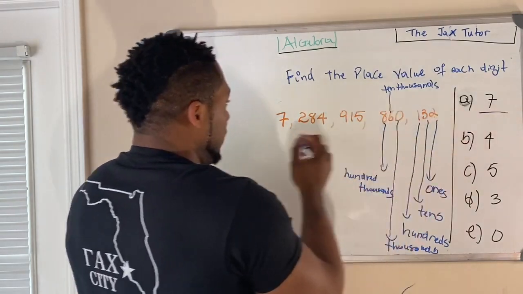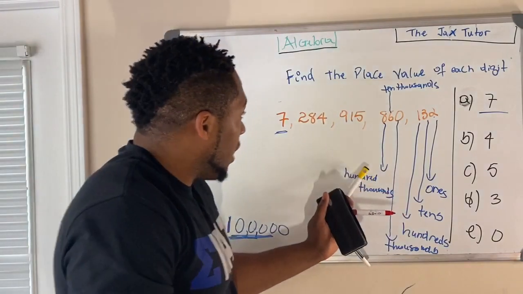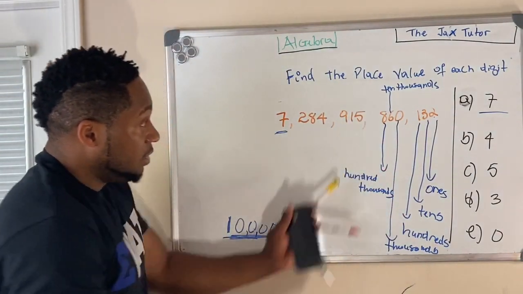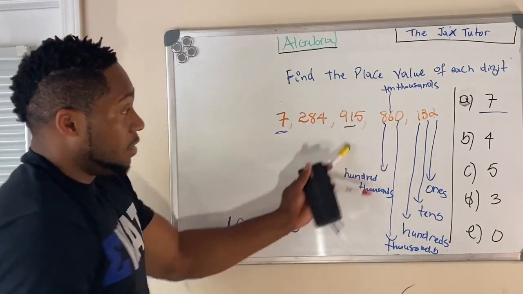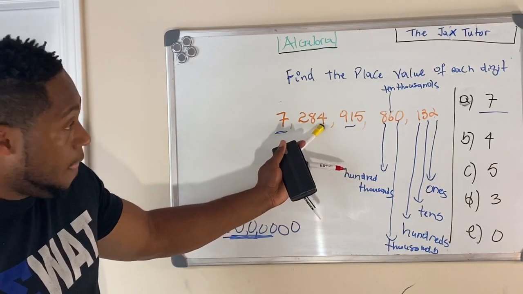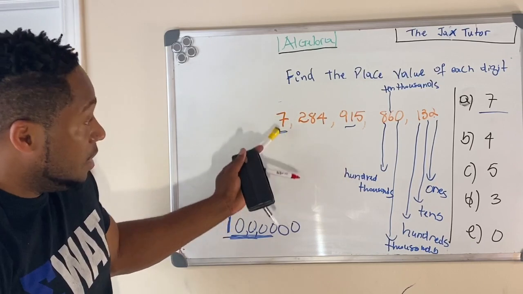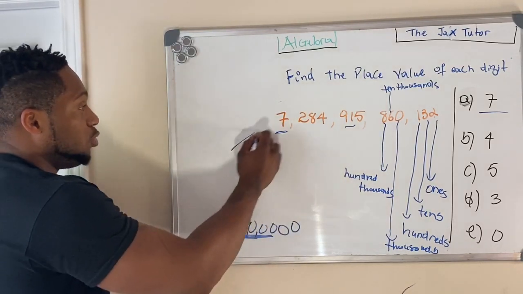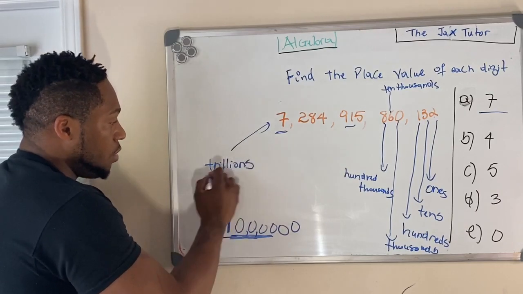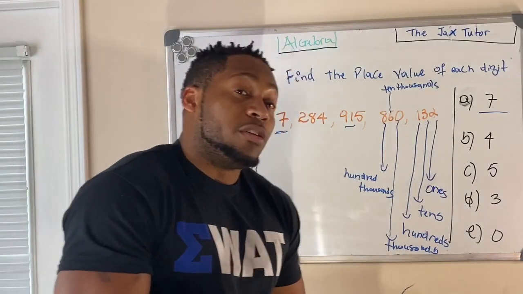Notice they asked for the 7, so we've got to go all the way up here. You add another zero to 100,000, and this would be the millions. You add another zero, this would be the 10 millions. 100 millions, 1 billion, 10 billion, 100 billion, and 1 trillion. This would be the trillions place value. So now let's stop and see which one they asked us for.